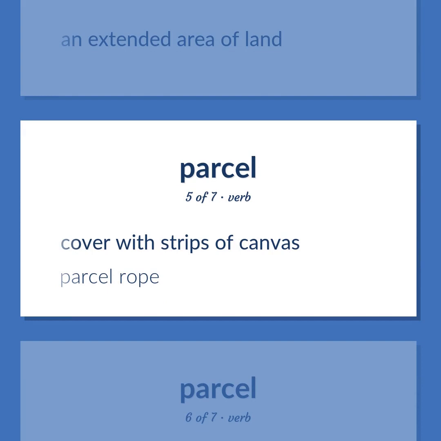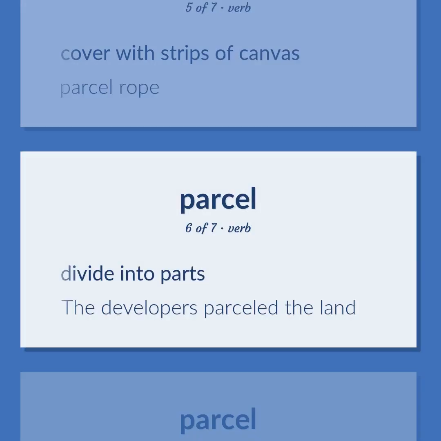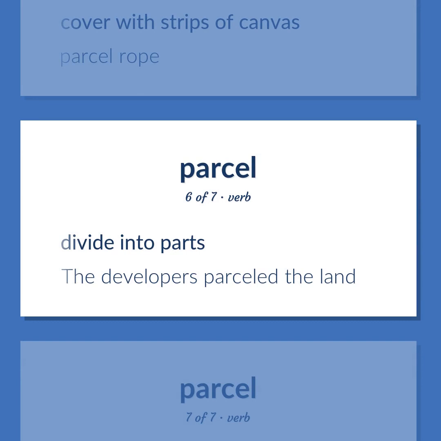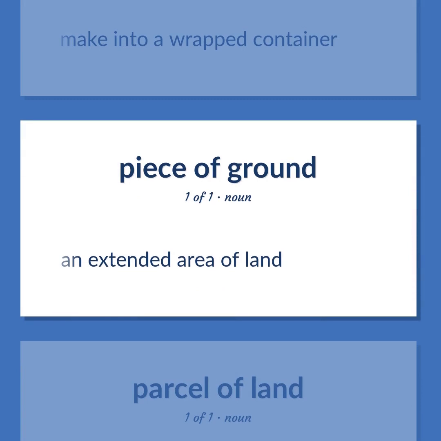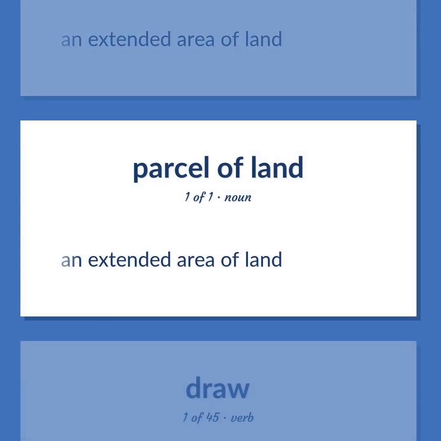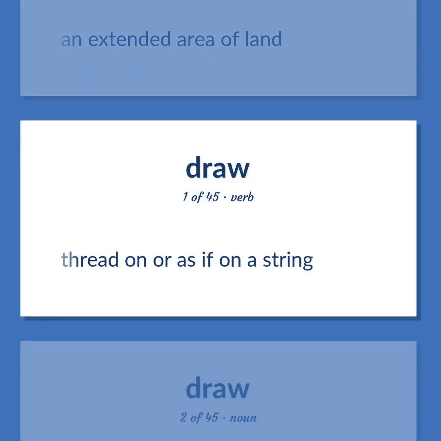Cover with strips of canvas. Parcel rope. Divide into parts. The developers parceled the land. Make into a wrapped container. An extended area of land. An extended area of land. Thread on or as if on a string.